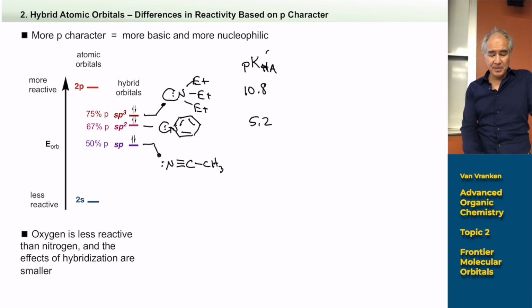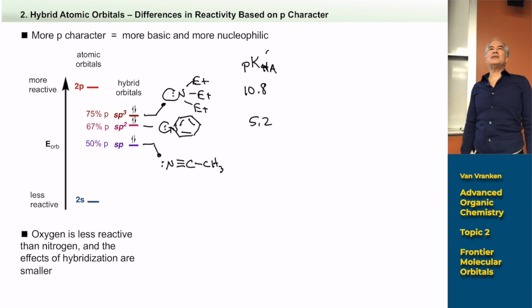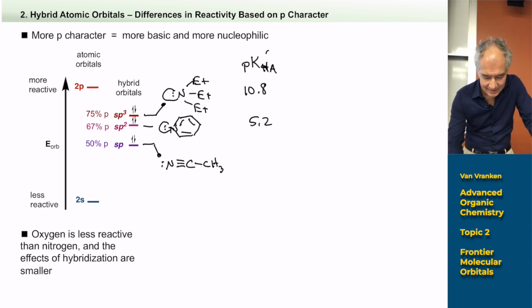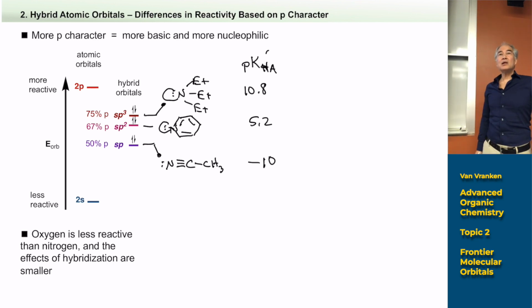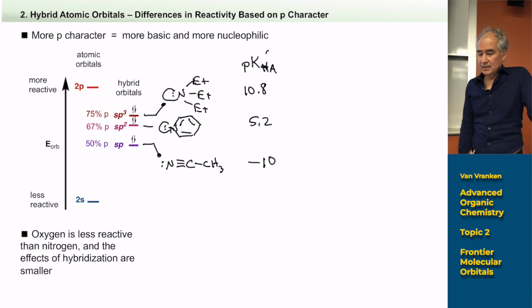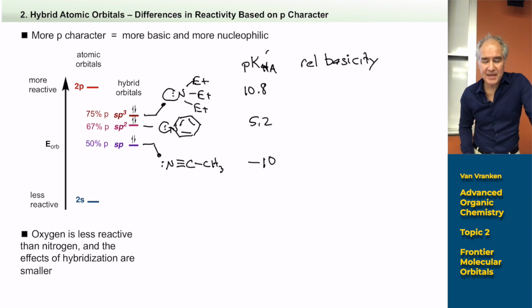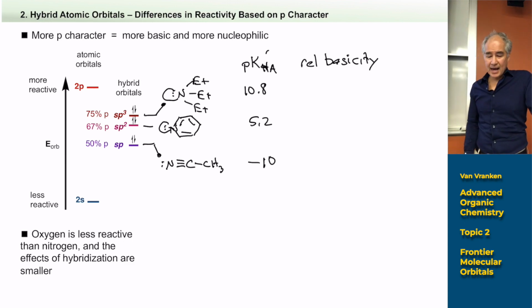And if I look up the pKa for acetonitrile, boy, you just try sticking a proton on acetonitrile. It's a powerful, powerful acid. It wants to get rid of that proton. It's minus 10. pKa's are a logarithmic scale. So when you look at relative basicity, that's what we really care about. pKa's are not intuitive. The relative basicity of the nitrogen lone pair, now we're talking.